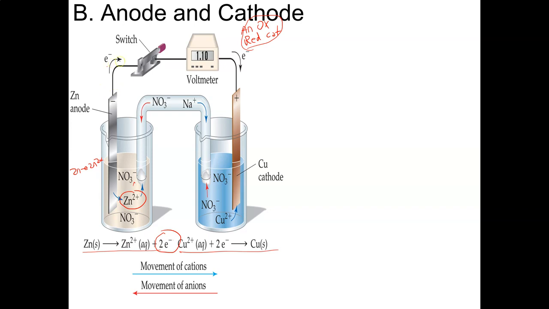The 2 electrons go through the wire, and the switch, by the way, is a common thing. They'll have the switch open, and they'll ask you, okay, why doesn't it work? Because the switch is open. The switch has to be closed for these electrons to go from here to here. Here's a voltmeter to measure voltage, just 1.1 volts. That's how much this reaction produces. And then it goes to here. That's where the electron travels. But let's go back to this.